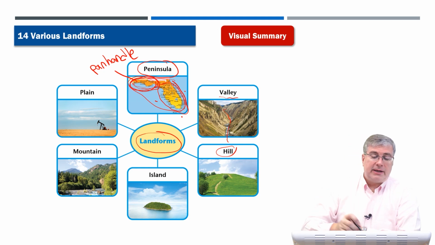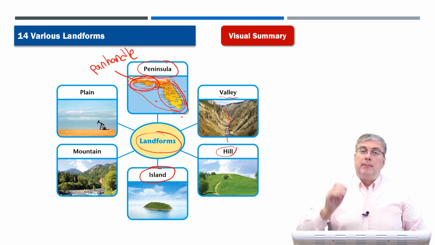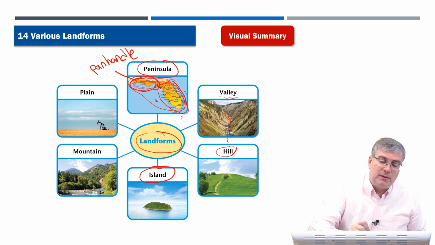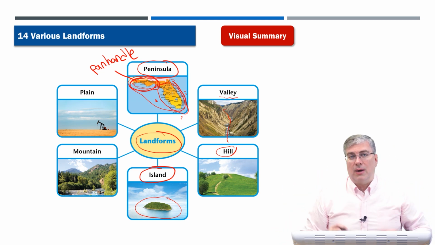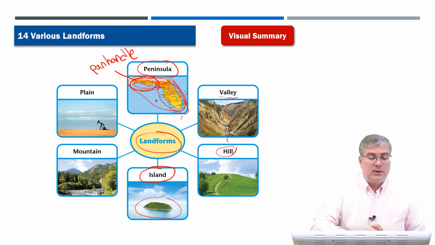Okay? Next, we have island, and I mentioned that when I was talking about peninsula, because a peninsula is surrounded on three sides by water, but it's still connected to the main landmass. But an island is completely surrounded by water. If you want to get off the island, at some point you have to cross water to get off the island.